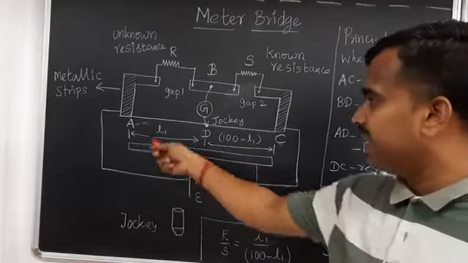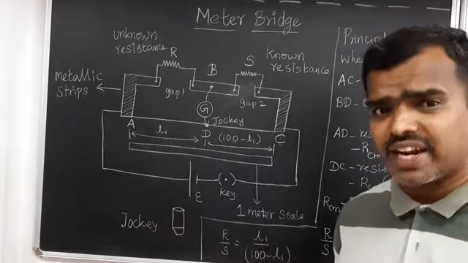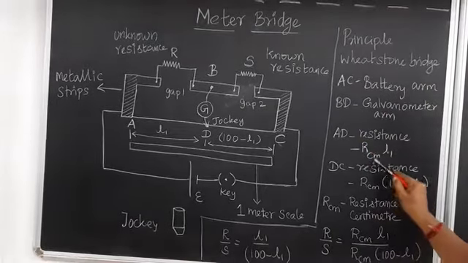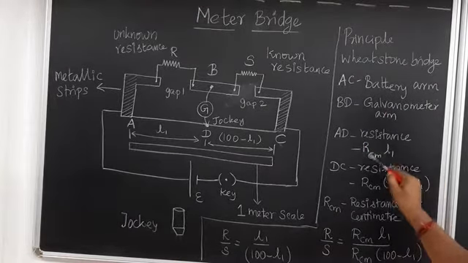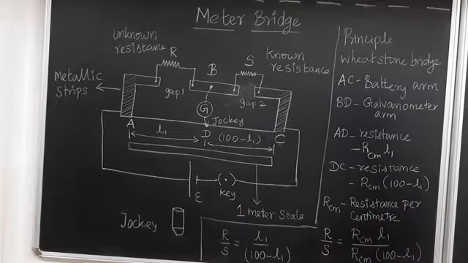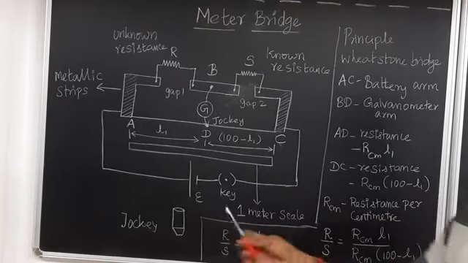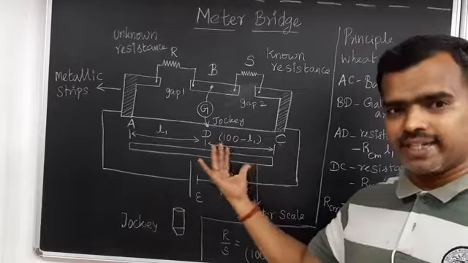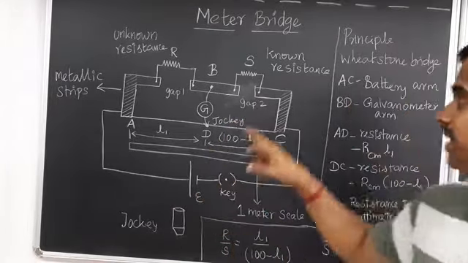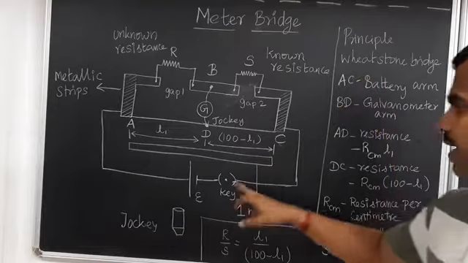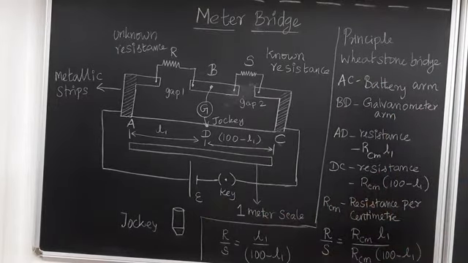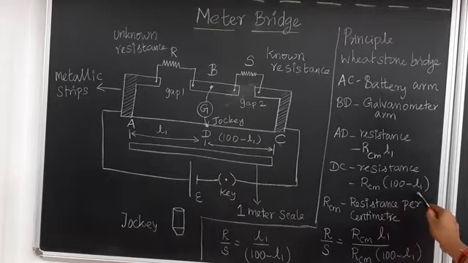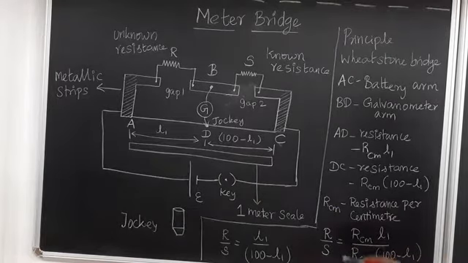Here AD has a length of L1. Then what about the resistance value? It is R suffix centimeter into L1, where R centimeter is the resistance per centimeter. So AD acts as a resistance, and similarly DC acts as a resistance. We have 4 different resistors, as we have seen in the Wheatstone bridge. DC has resistance R centimeter into 100 minus L1. According to the Wheatstone bridge, R2 divided by R1 is equal to R4 by R3.